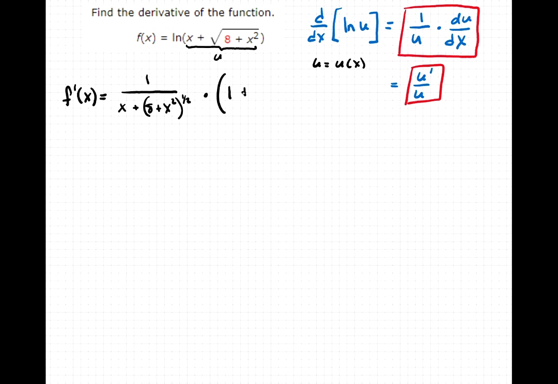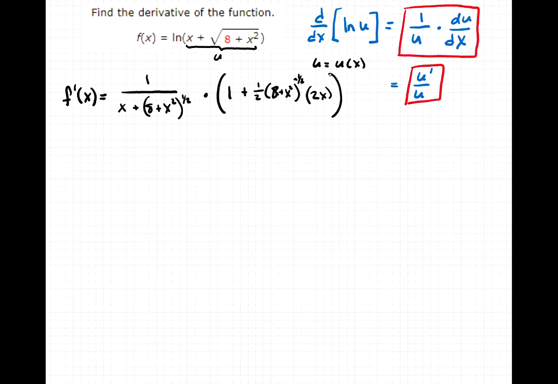And the derivative of the square root of 8 plus x squared, or 8 plus x squared to the 1/2 power. So we apply the chain rule there. So that's a 1/2 times 8 plus x squared to the negative 1/2 power times the derivative of the inside, the derivative of 8 plus x squared, which is 2x.